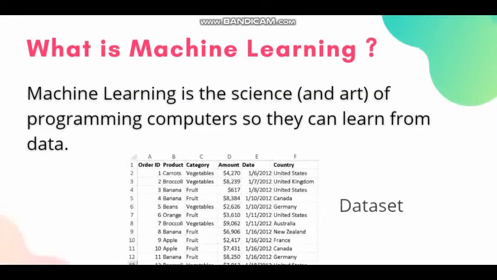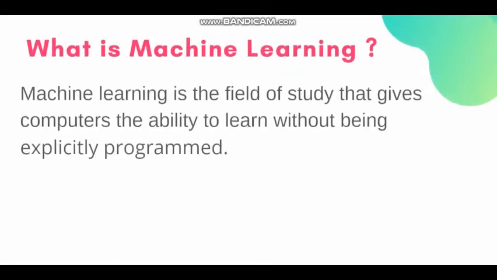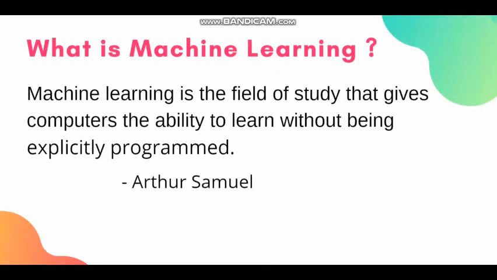So let's get started. So what is machine learning? Machine learning is the science and art of programming computers so they can learn from data. Another better definition of machine learning is the field of study that gives computers the ability to learn without being explicitly programmed.